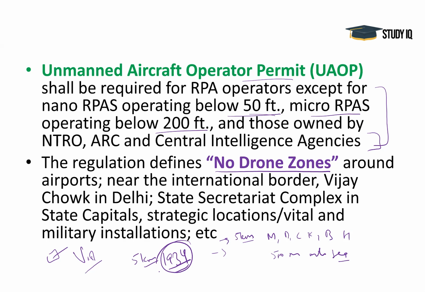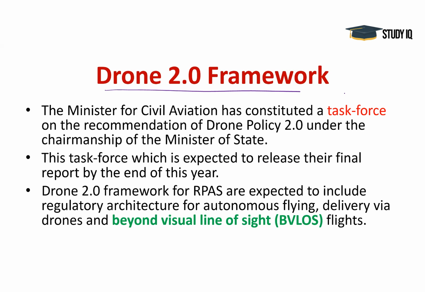So this is very important. Now see, the drone policy second edition framework has been started, and a task force on the recommendation of the drone policy second edition under the chairmanship of the Minister of State has been started. The ministry has constituted a task force, which is expected to release its final report by the end of this year. So what is the drone second framework of RPAs expected to include? A regulatory architecture for autonomous flying, delivery via drones, and beyond visual line of sight.